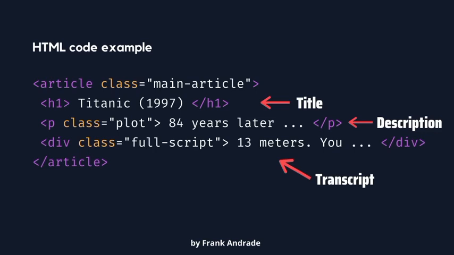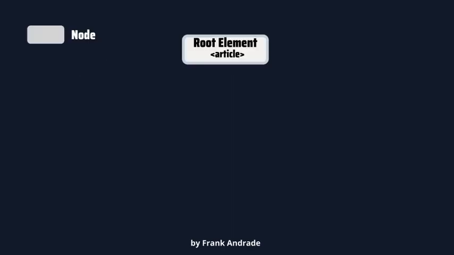For example, in this HTML code, we have four tags: article, h1, p, and div. Each of them represents a node, and we'll see them in detail in the following tree structure. The tree structure will help us come up with effective ways to scrape a website, and also will be the foundation for XPath that we'll use later in this course. Now let's start building this tree.